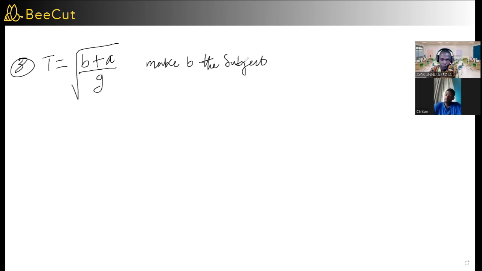So T equals B plus A, let me rewrite it: B plus A over G, then you have the square root. So here we are making B the subject. So try that now. Okay.